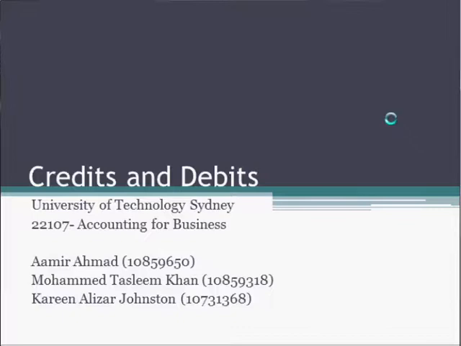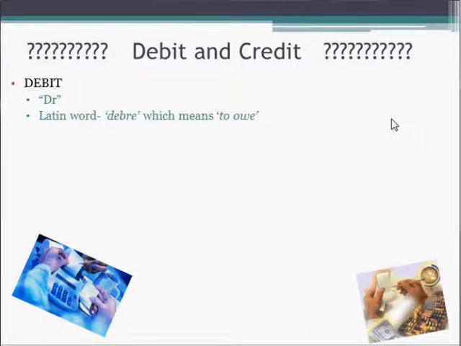Debit and credit doesn't sound that hard. So what is debit and credit exactly? An easier way to write debit is to write DR, which also means debit. So where did this word start and come from? Debit comes from the Latin word debere, which means to owe. Just to clarify, debit is always on the left side no matter what.